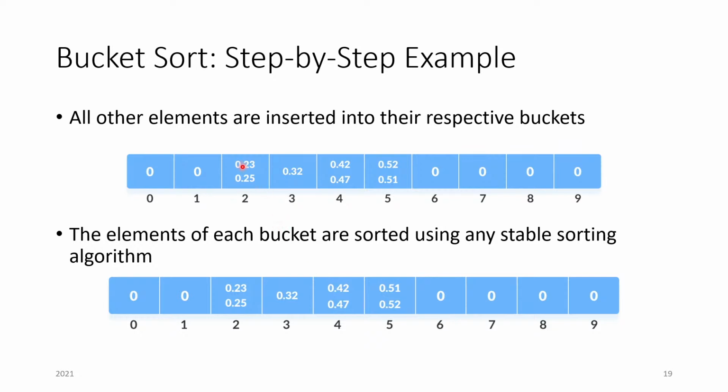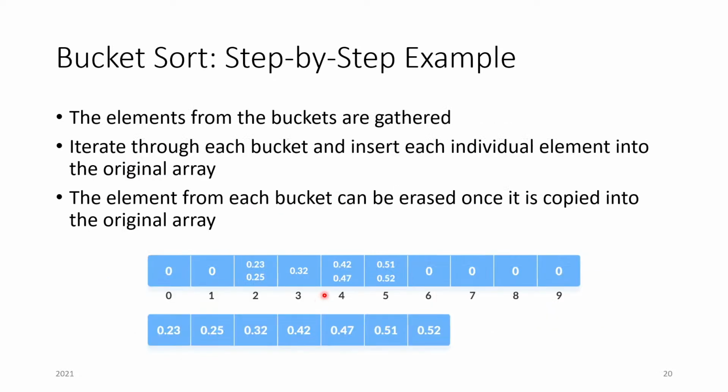Once each of these elements is slotted into the buckets, or each slot in the array representing the range, the same thing happens as we saw in the high-level example. We sort the values for each slot using a sorting algorithm, and then we just offload each of the buckets in turn to form our finalized sorted array. So you see here, 0.23, 0.25, then 0.32 goes here, 0.42, 0.47, 0.51, and 0.52.